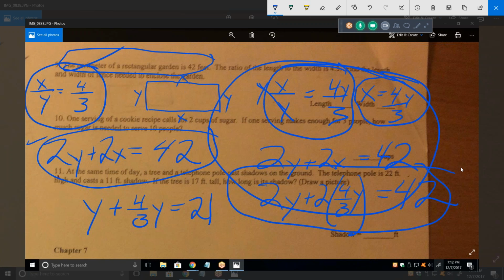Put it in an improper fraction. It's too difficult to deal with proper fractions in equations. It doesn't work. So make that an improper fraction. What is 1 and 4/3 equal to? One is 3/3. So what's 3/3 plus 4/3? Okay, so now we have 7/3 y equals 21. Solve for y.